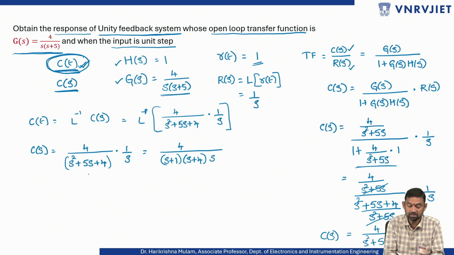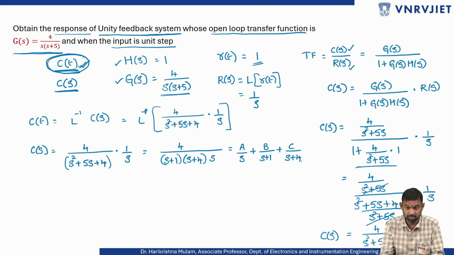And as per the partial fractions, this can be written as A by s plus B by (s plus 1) plus C by (s plus 4). If at all you have any doubt, or if you don't know about partial fractions, please learn it. This expression can be written in the partial fraction form like this because all the poles of this expression are distinct.